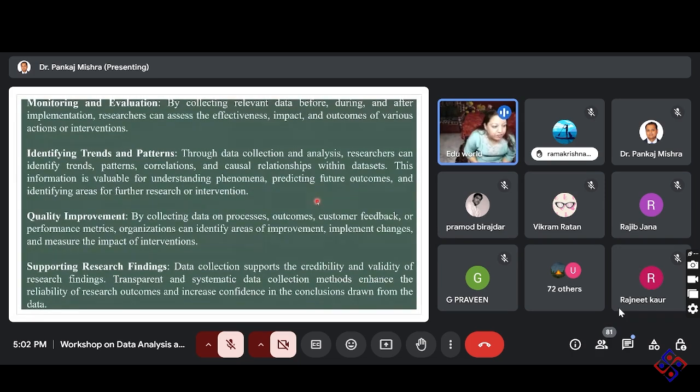Okay. Next, identifying trends and patterns. As I have stated, through data collection only we can find out the pattern of the data, whether it is showing a positive relationship between the variables, a negative relationship, or no relationship, or what a future outcome can be. On the basis of that we can analyze the trend or the pattern of the data.